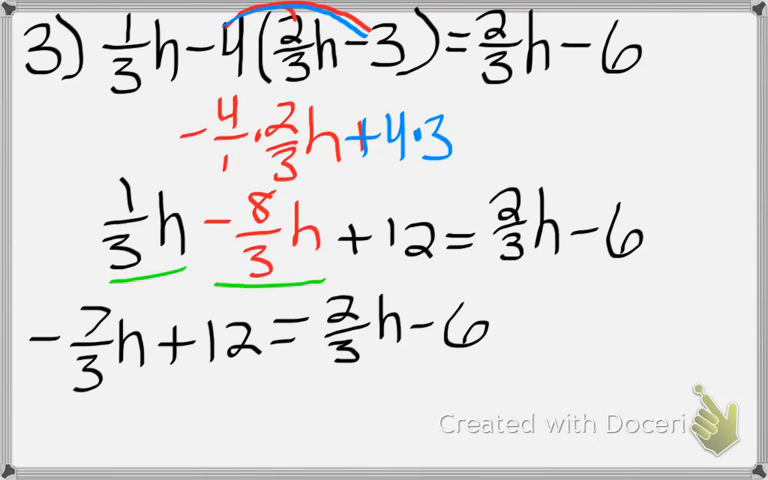We're now at the step where we have a variable on both sides. We've simplified both sides fully. Now we're just going to solve it like an equation that has the variable on both sides. So we're going to move the smaller variable towards the bigger variable. So we're going to add, because the smaller one is clearly the negative one, the opposite of negative is positive. Positive means plus. So we're going to add 7/3 h to both sides.